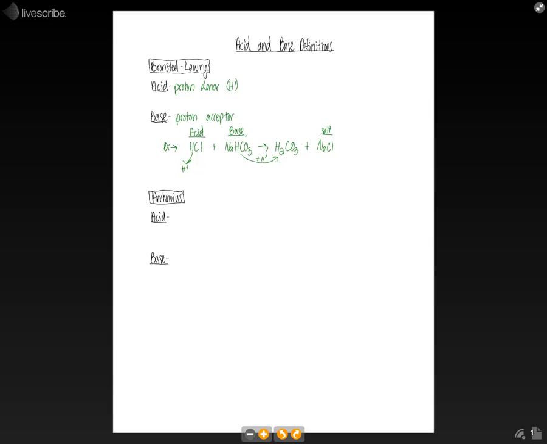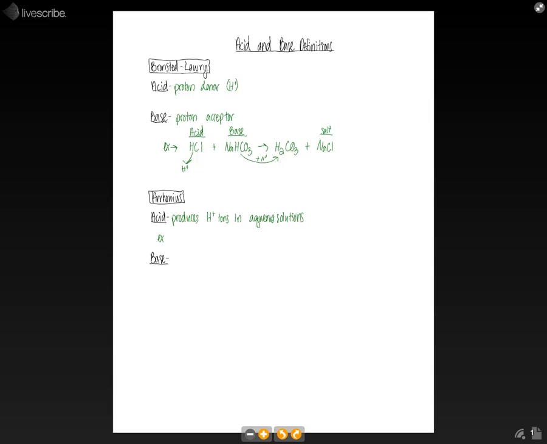And next, if we look at the Arrhenius definitions, first off, an acid, he defined it as something that produces H+ ions in aqueous solutions. And so this is actually really similar to our Bronsted-Lowry definition, which was a proton donor. And here we're just saying that it produces the protons. So they're basically saying the same thing. So that's not too hard.